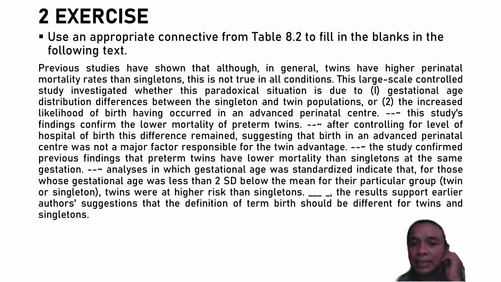Analysis in which gestational age was standardized indicate that for those whose gestational age was less than 2 SD below the mean for their particular group, twin or singleton, twins were at higher risk than singletons. The results support earlier authors' suggestions that the definition of term birth should be different for twins and singletons.